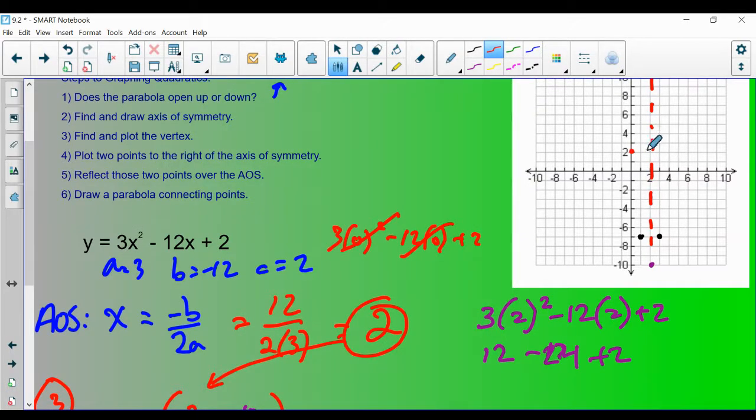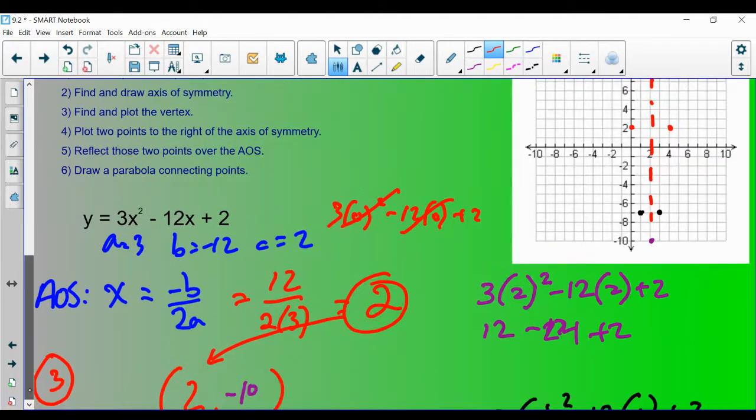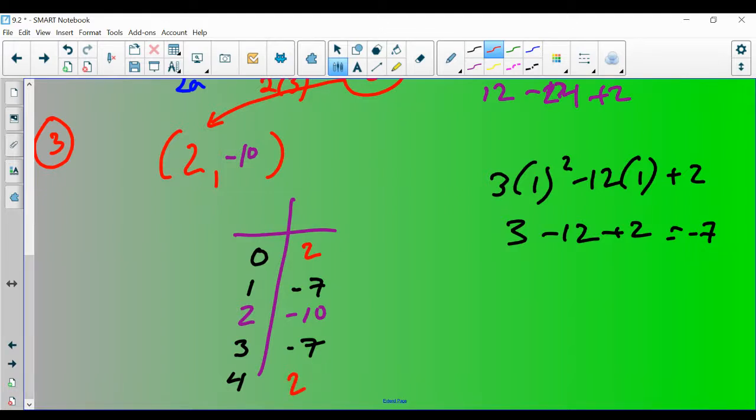And then you could reflect that on the other side of the axis of symmetry, which is going to give you 4, 2. Also, if we knew this was 2, we could have reflected it here to be 2 as well, just on the other side of this vertex right there, right? That's our vertex.